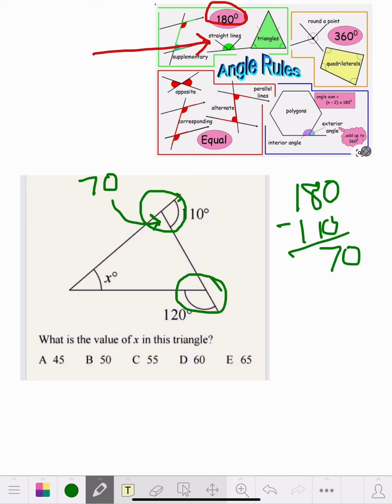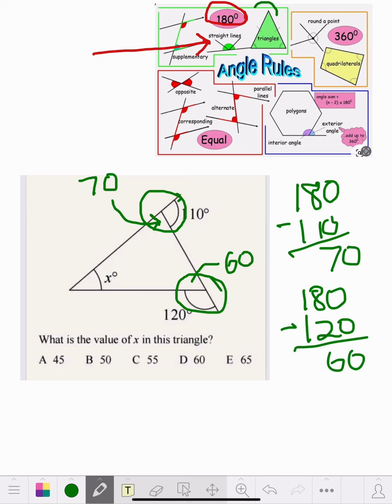And now the other one, we have 180 minus 120, which equals 60. So this angle in here is 60 degrees. Hey, look at that, we already know two. Now the next rule we're going to use is right up the top here.